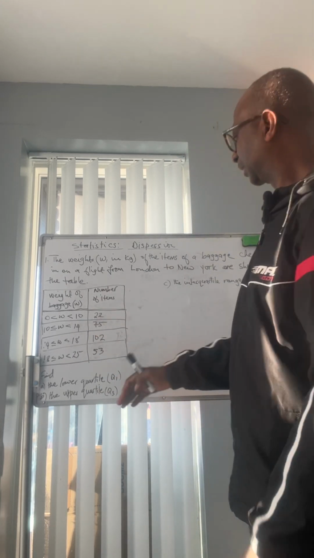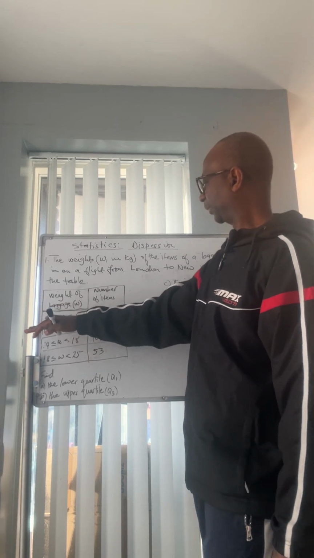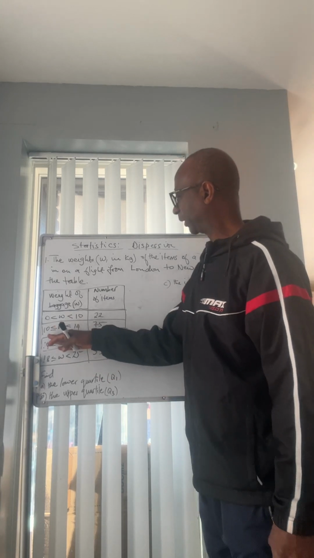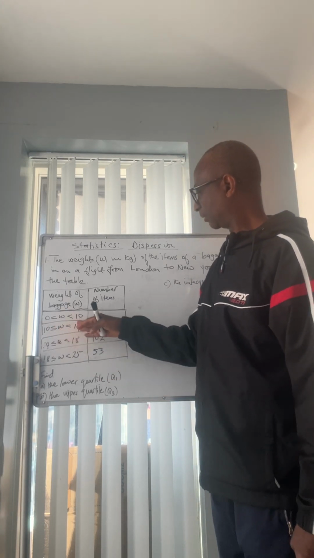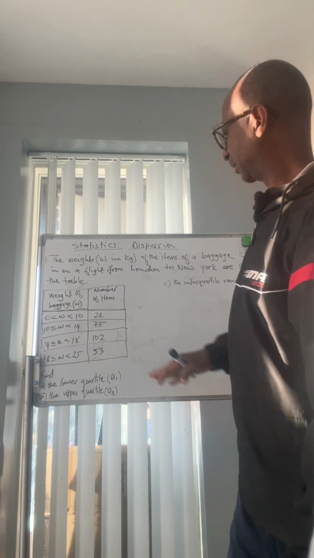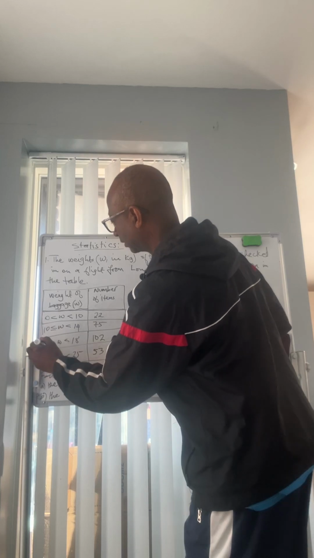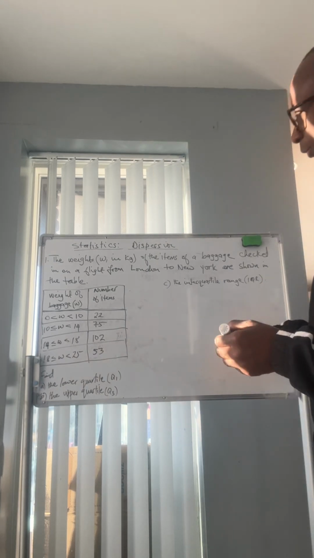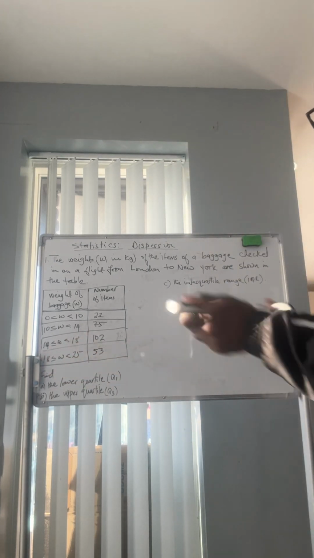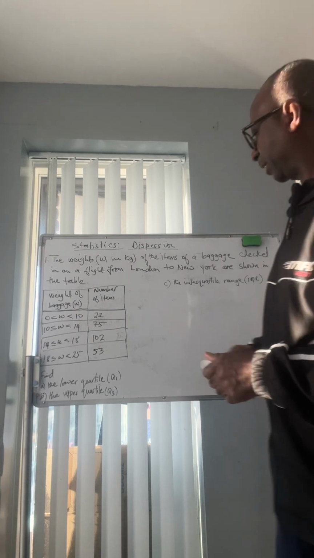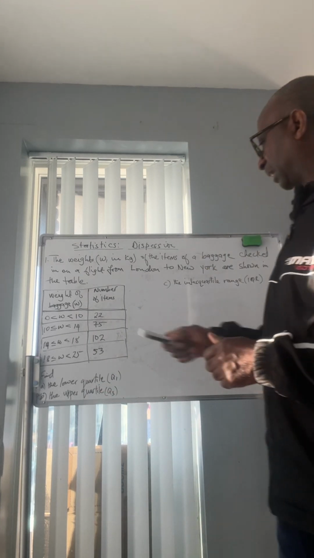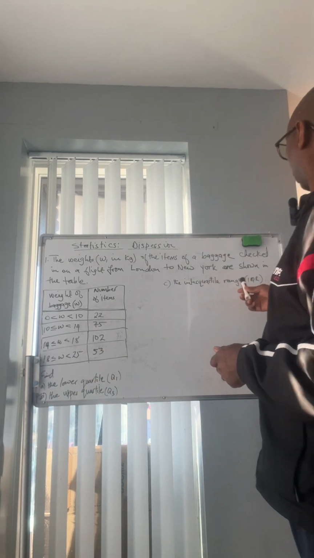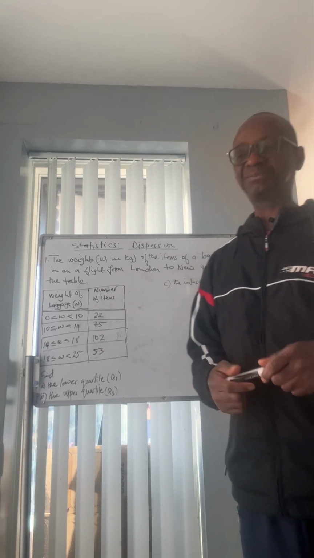are these ones here. Those that weigh between 0 and 10 kilogram, it's 22 bags. Those that weigh between 10 and 14 kilogram, 75 bags. Those that weigh between 14 and 18 kilogram, 102, and 18 to 25 kilogram, 53 bags. Now we are asked to find the lower quartile as well as the upper quartile, and then the interquartile range of this data set.